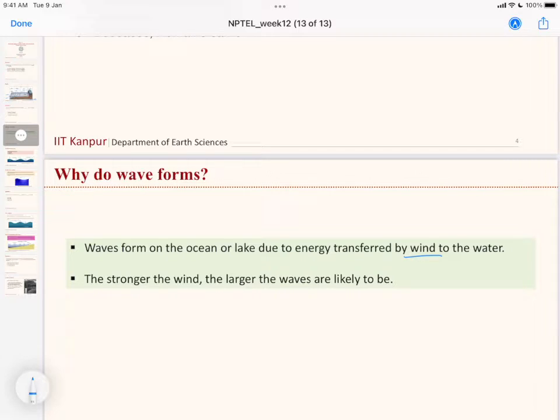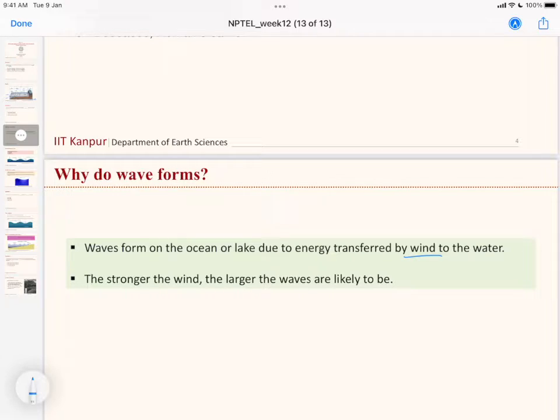And since the ocean has a larger surface area, like it's a very wide plane, the larger the area and the stronger the wind, the more likely it is that larger waves will form in the ocean. That's why you can conceptualize that on a lake you do not find very high energetic waves, but in the ocean you do, because the wind has a larger area through which it can transfer its energy to the ocean water.